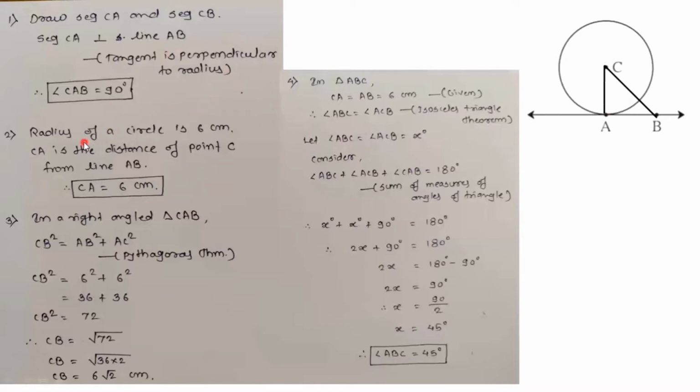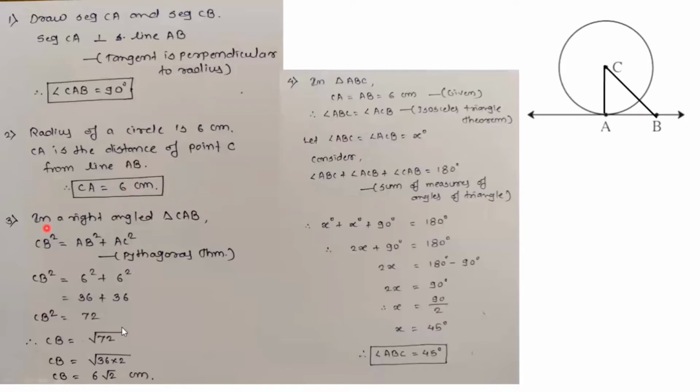Now to find the answer of the second question, we have the radius of a circle is 6 centimeter, that's given. And CA is perpendicular to line AB. That means CA is the distance of point C from line AB. And as CA is a radius, it is 6 centimeter. That's why the distance of point C from line AB is 6 centimeter. This CA is 6 centimeter.